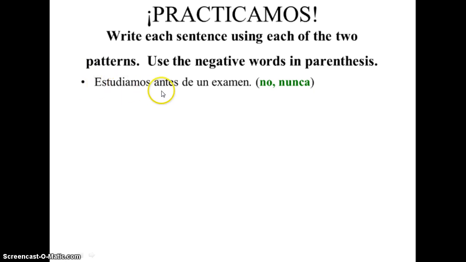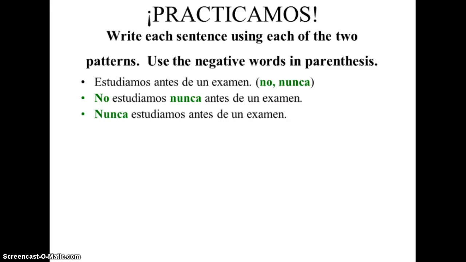So we have estudiamos antes de un examen. And I need to make this a negative sentence using no and nunca. Go ahead and figure out where you would put them. Write the sentence down. No estudiamos nunca antes de un examen. This is us using that second formula. Or you could have said nunca estudiamos antes de un examen, where you put the negative word in front. So this would be the first form, and this would be the second with the negative word.